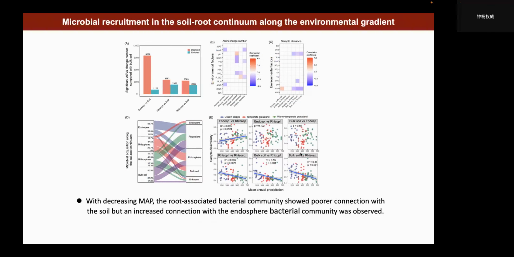And then we found that environmental factors also affect microbial recruitment in the soil root continuum. With decreasing mean annual precipitation, the root-associated bacterial community showed poor connection with the soil, but an increased connection with the endosphere bacterial community was observed.